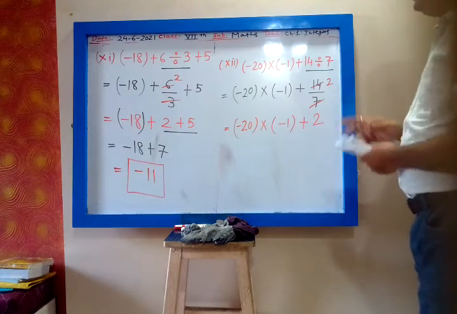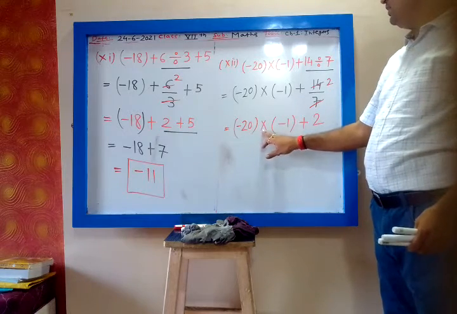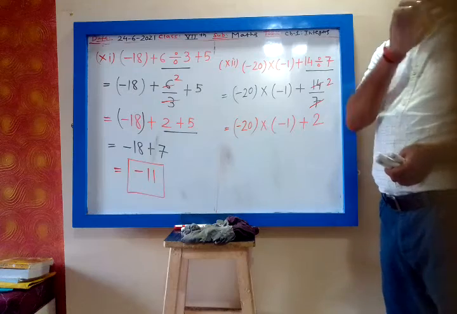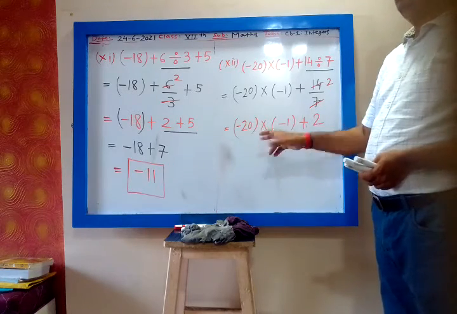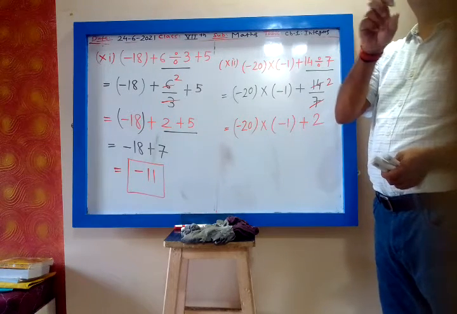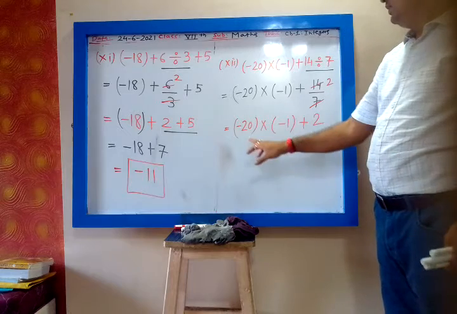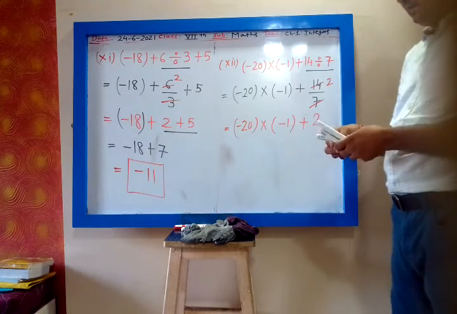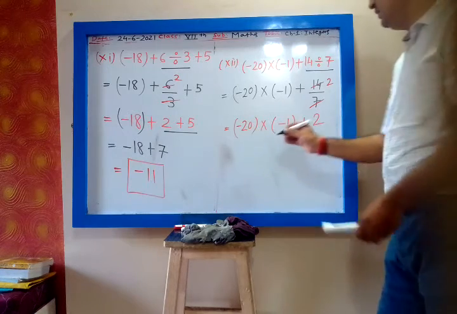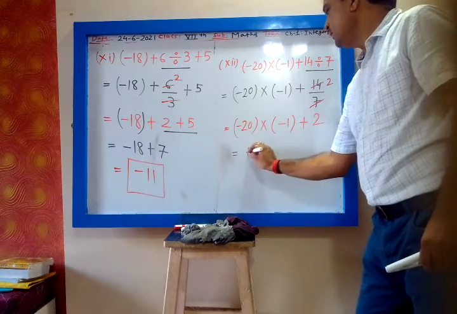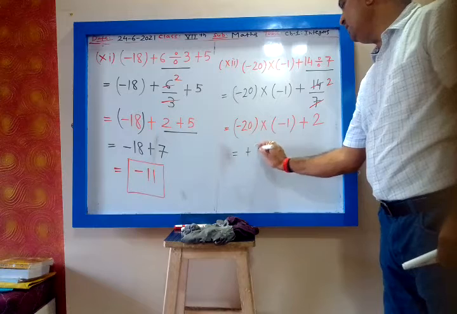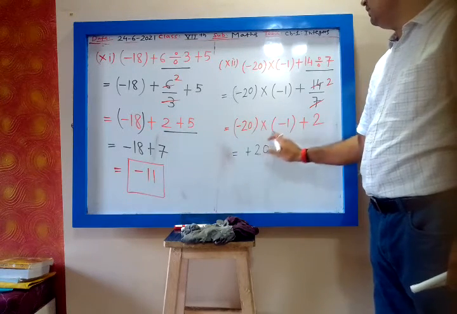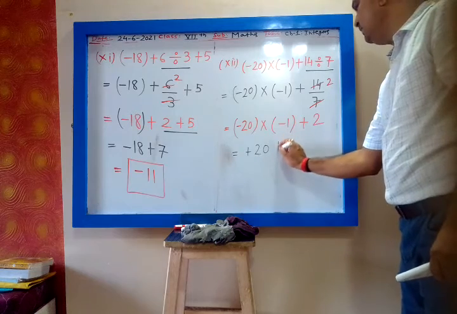Now which will you perform first? Multiplication or addition? According to BODMAS, first we perform multiplication. Now in multiplication you have to be careful about the sign of two numbers. This is minus sign, this is minus sign. Minus into minus, plus. 20 into 1, 20. So minus 20 into minus 1 will be plus 20. So plus 20 plus 2.